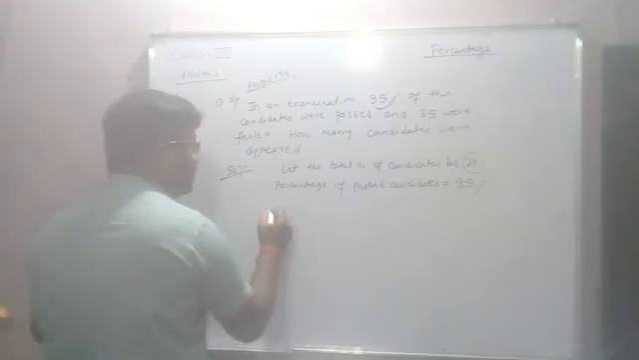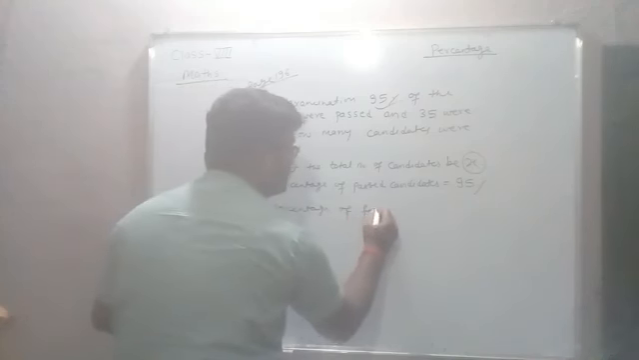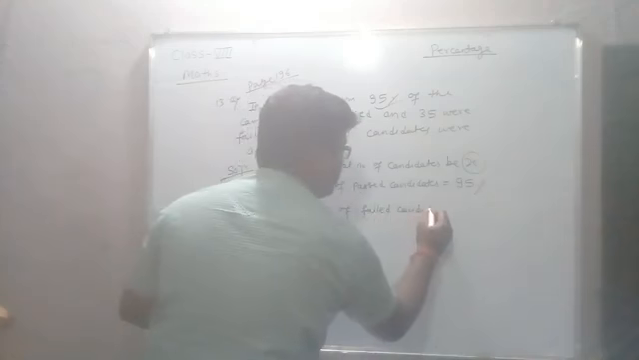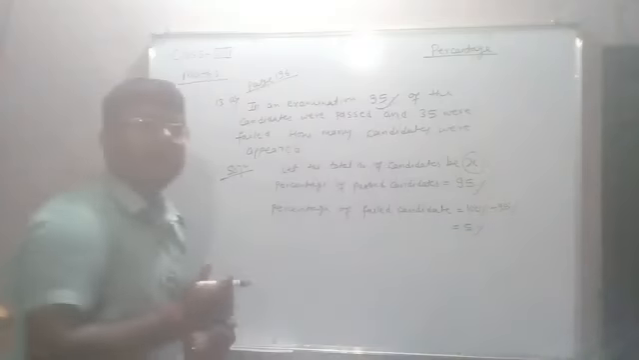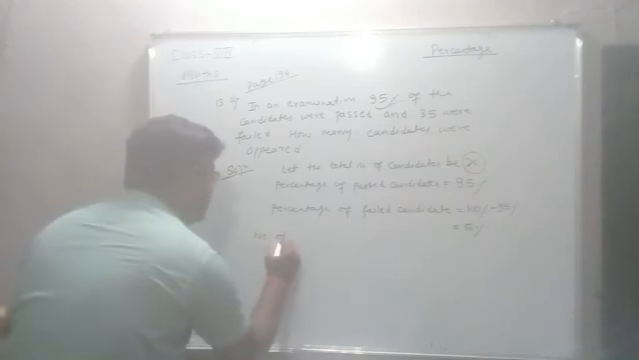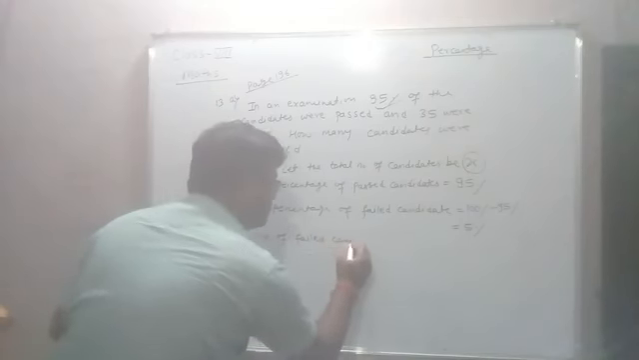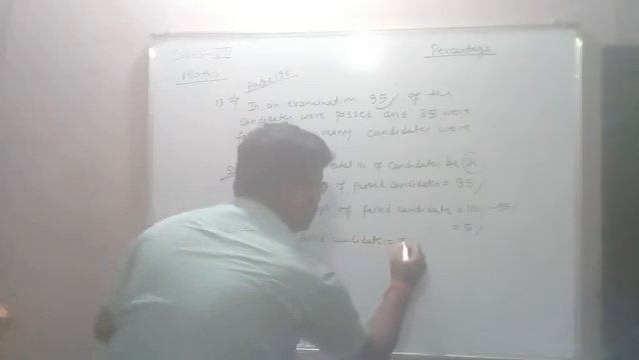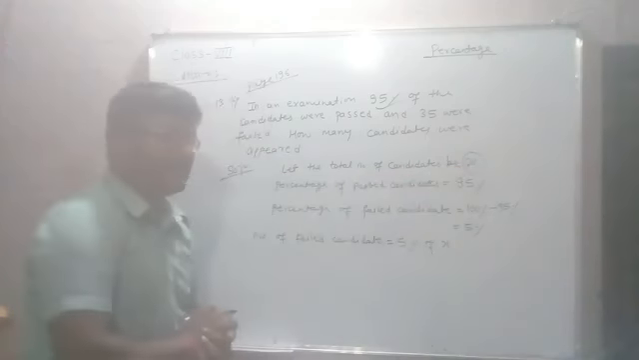Okay, so we can calculate here percentage of failed candidate. What is the percentage of failed candidate then? That is your 100% minus 95%, and we got here 5%. Okay, 5% of what? That is total candidate. So number of failed candidate is equal to 5% of total. That is your total number of candidate we have supposed x. So 5% of total number of candidate.